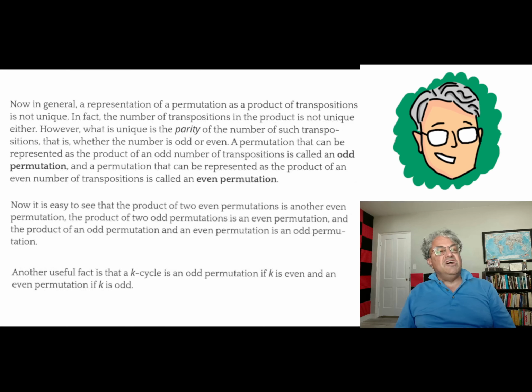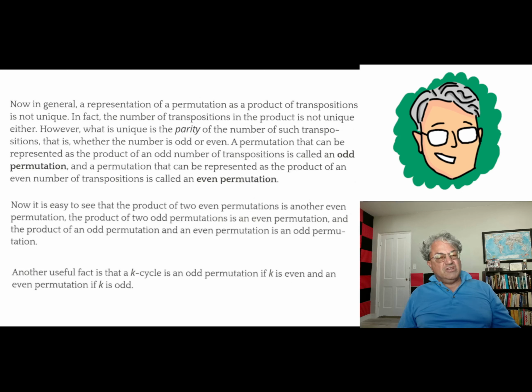I know that's kind of a lot to grasp. And then, a useful fact: what happens when you multiply two permutations? For instance, what would happen if you multiply two even permutations? Well, remember that an even permutation is one where you can write it as a product of an even number of transpositions. So if you have two of them, you get even plus even, that's even.